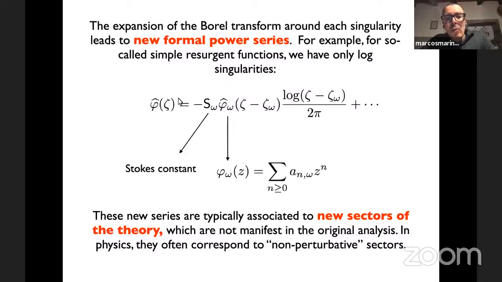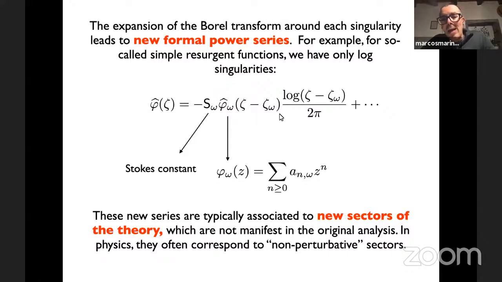So let's suppose then that we look at this Borel transform near a logarithmic singularity. What will we find if we do this? Well, we will find a log. The logarithmic singularity is located at this point zeta of omega in the Borel plane. You will have a log. And multiplying this log, you will have an analytic function. And if you normalize this analytic function appropriately, you choose a normalization, it's also useful to introduce a proportionality constant here, which will be called a Stokes constant.